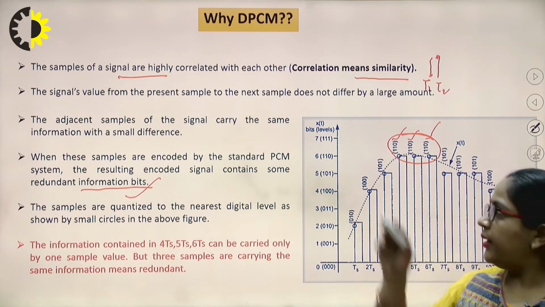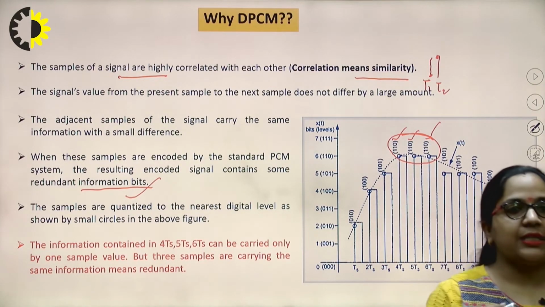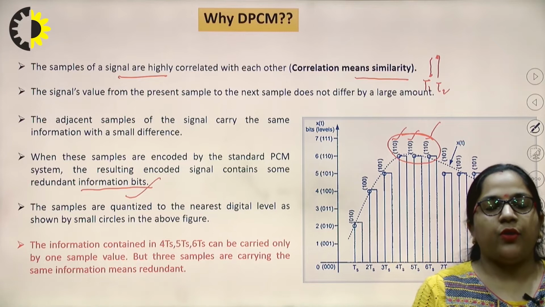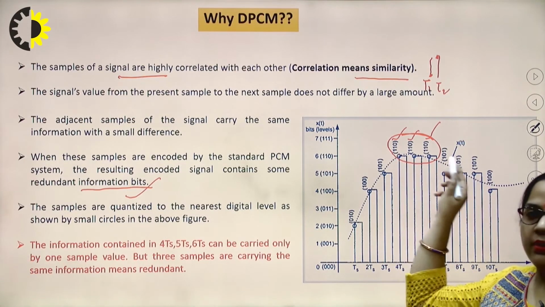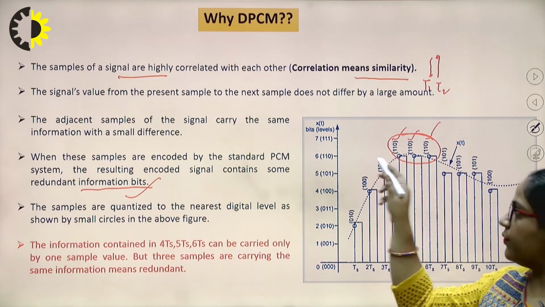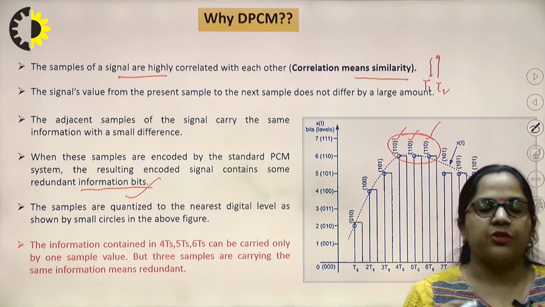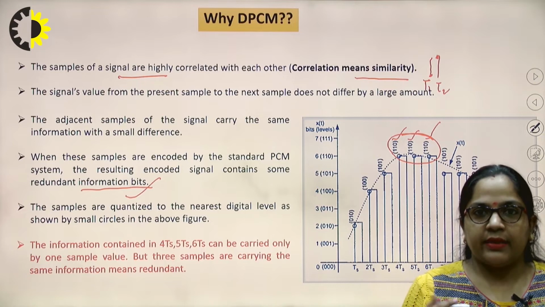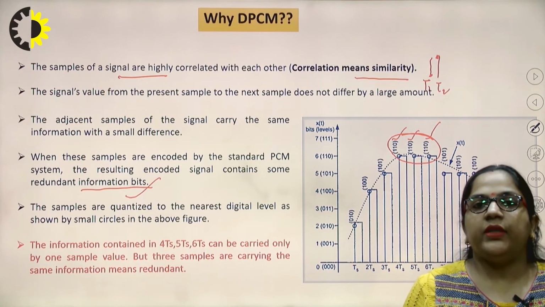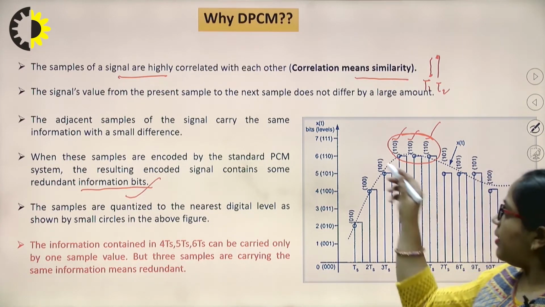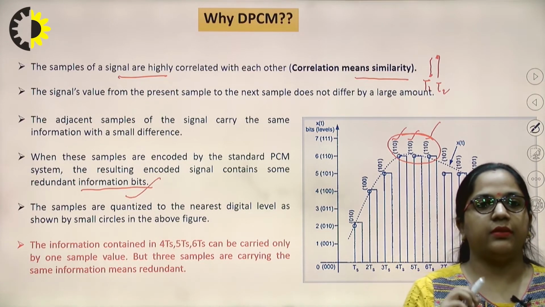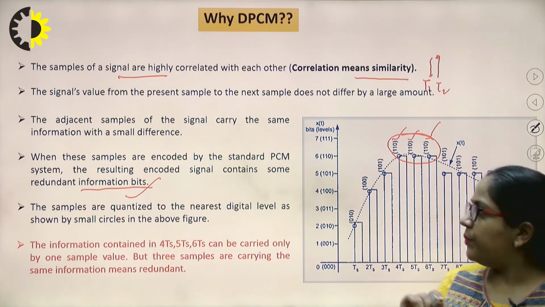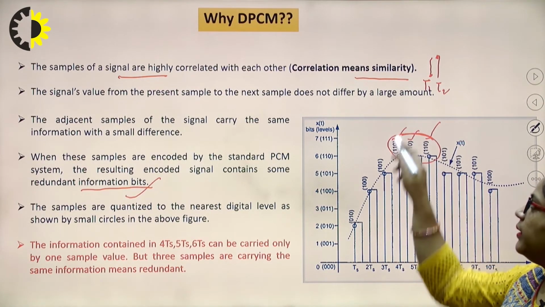The information contained in 4Ts, 5Ts and 6Ts can be carried by only one sample because three of them are equal to each other. That means three of them are carrying the same information. So rather than sending the same information by three different samples, we can transmit it with the help of a single sample. This is called the redundancy.